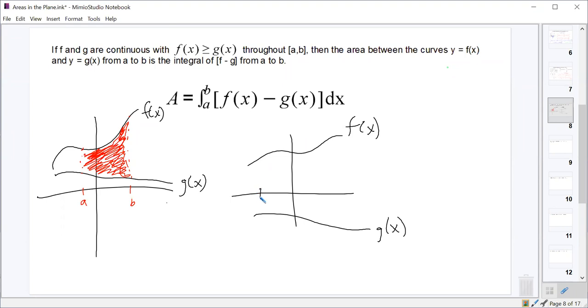So if I look here from A to B, and I were to do F minus G, well, if I just did F, what would F give me? The area below A to B. Right, it would give me this, right? And what would G give me? Area between the x-axis and G. It'd give me this area, right? But it would pump out this as a negative value, wouldn't it?